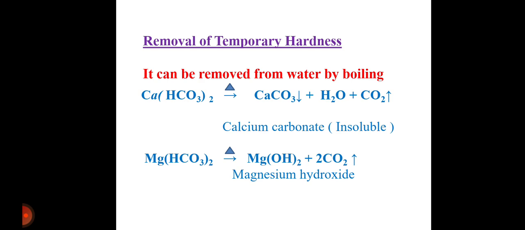For example, if calcium bicarbonate is present in water, when it gets boiled, it is precipitated as calcium carbonate along with water, and carbon dioxide gas is liberated. If magnesium bicarbonate is present in water, it is converted into magnesium hydroxide along with carbon dioxide.